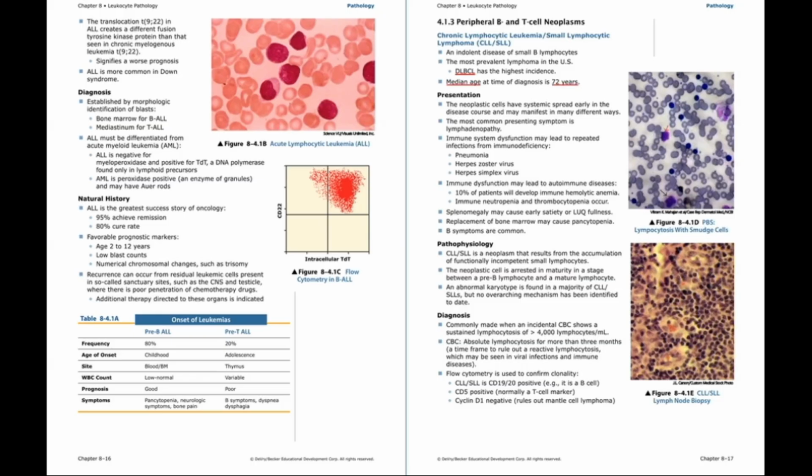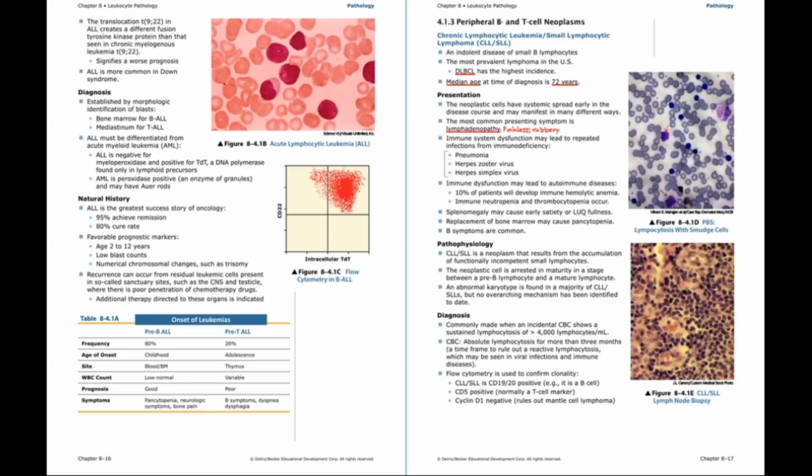Remember that this diagnosis is based on this neoplastic small lymphocyte. They spread very early in the disease and manifest in lots of different ways. Most commonly, this is going to be painless, rubbery lymphadenopathy that can well present with immune dysfunction. So it can present with immunodeficiency, which could give us recurrent bacterial infections like pneumonia, or recurrent viral infections like zoster and simplex.